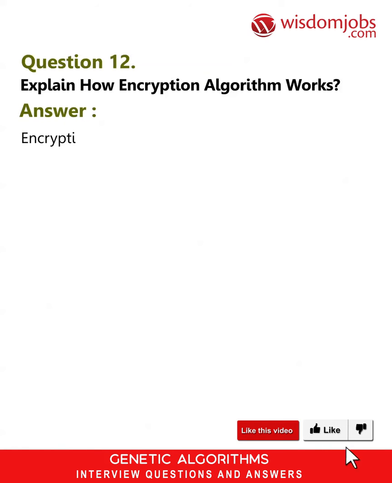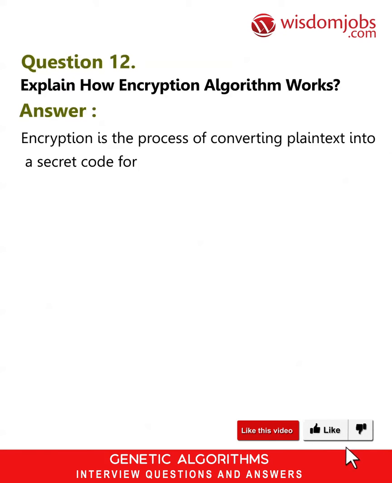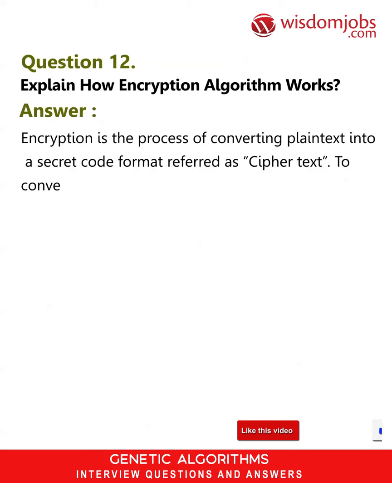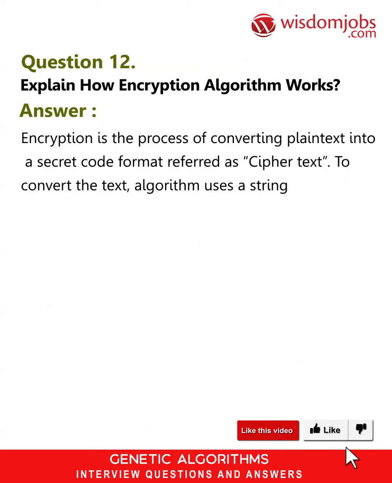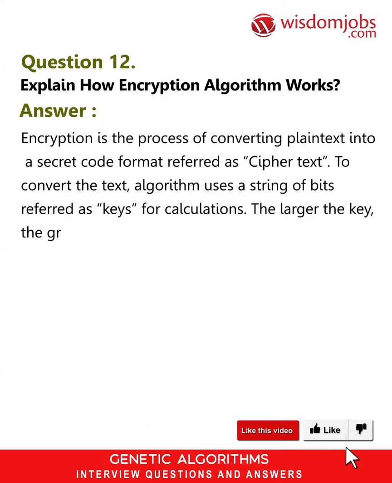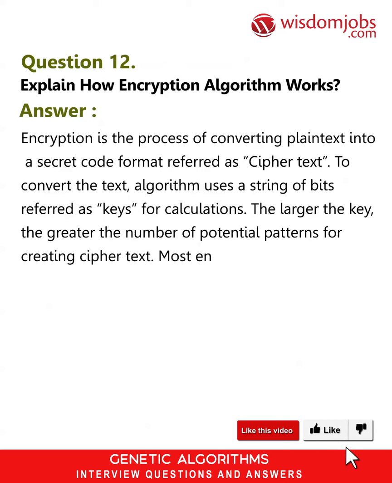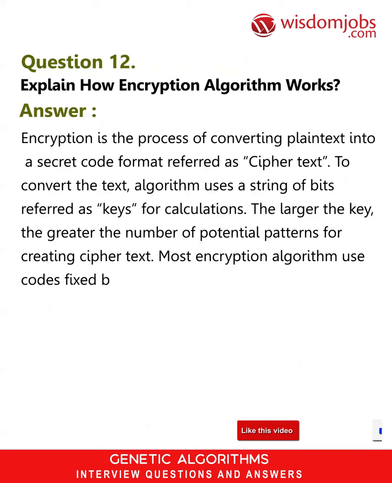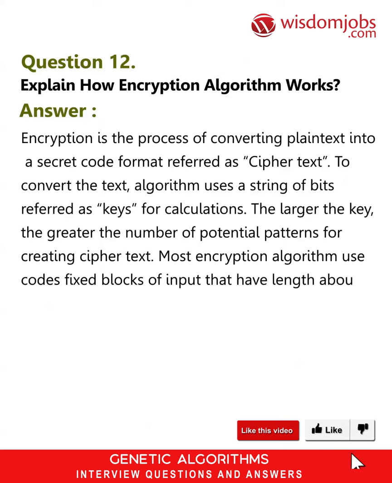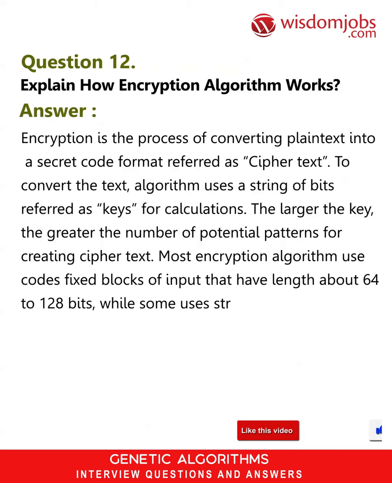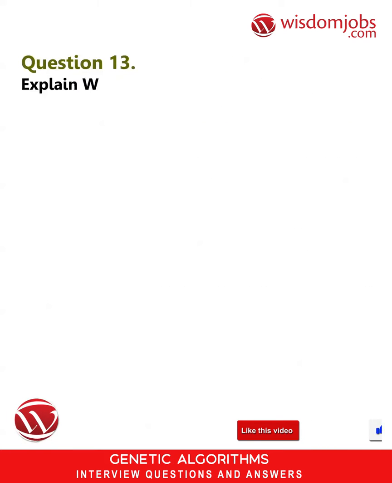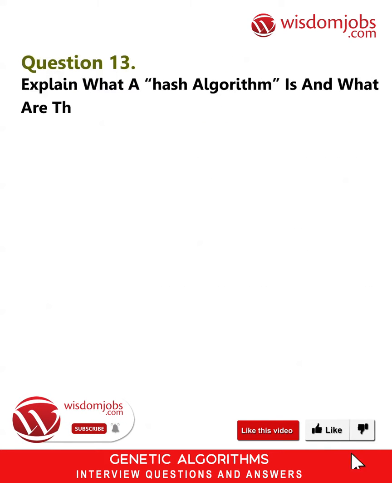Answer. Encryption is the process of converting plain text into a secret code format referred to as ciphertext. To convert the text, the algorithm uses a string of bits referred to as keys for calculations. The larger the key, the greater the number of potential patterns for creating ciphertext. Most encryption algorithms use fixed blocks of input with a length of about 64 to 128 bits, while some use the stream method. Question 13. Explain what a hash algorithm is and what they are used for.